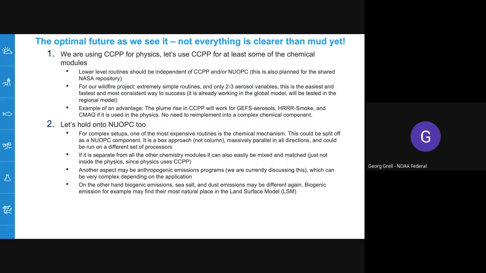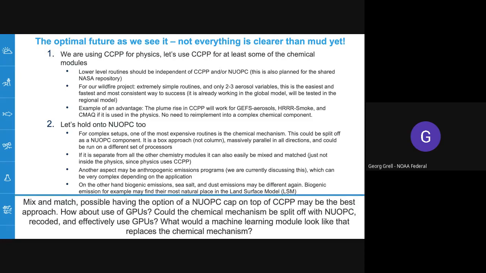Another aspect may be anthropogenic emissions programs. I can't tell much about that. We're currently discussing this issue, and then maybe you may hear some more afterwards. An example also: biogenic emissions, sea salt, dust emissions, maybe different again, might fit best in the land surface model. Mix and match, possibly having the option of a NUOPS cap on top of a CCPP, may be the best approach.